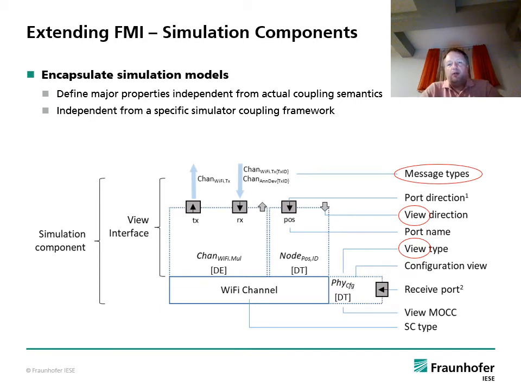Here in the example, it is shown, for example, that we have one view type that is called node position, node pos, and a second view type, Chan Wi-Fi. The node pos view type communicates node positions. Here, this is a required view, so it receives this information from some other simulation component that provides node position data, for example, by simulating a movement model. The second view implements the simulation of a Wi-Fi channel.